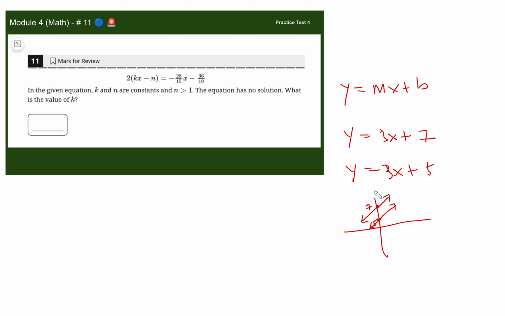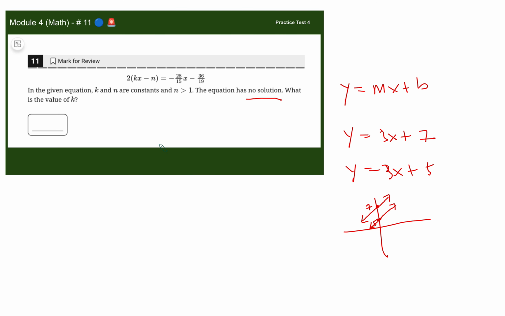And they're parallel. They're parallel because they have the same slope. Therefore, there's no solution. If they had different slopes, they would intersect and you'd have a solution. Or if they had infinite solutions, that meant that they were the same line, like you had one line on top of the other line, so they have all points in common. So basically, no solution is code for same slope.